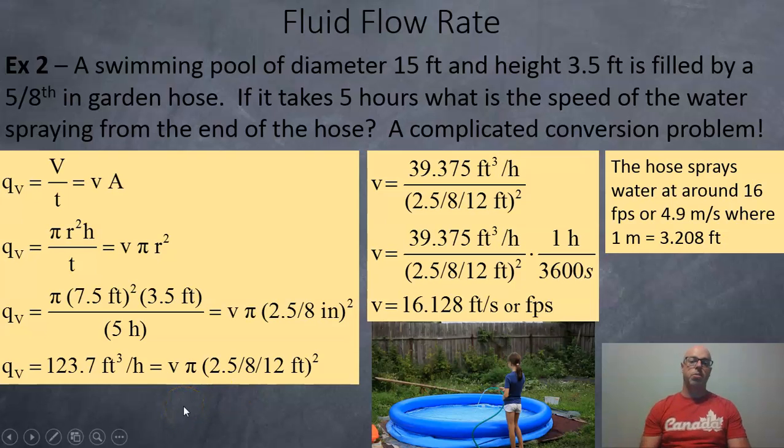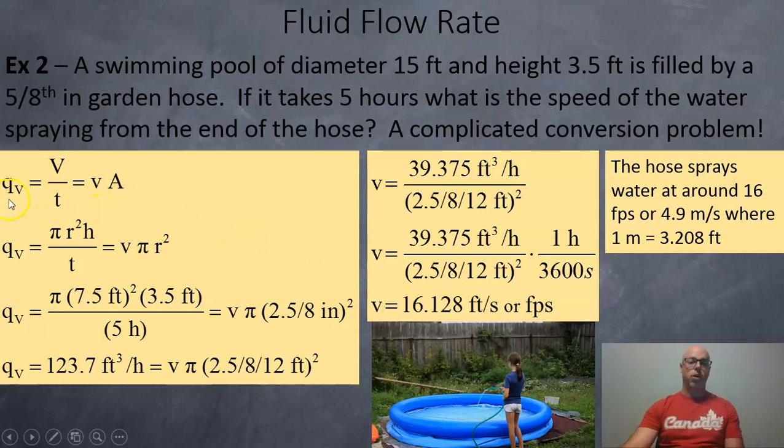Okay, another example. This one's a more difficult one. There's lots of conversions, which makes it tricky. So here we are filling a swimming pool, and the swimming pool is 15 feet across and 3.5 feet high when it's full, and we're filling it with a 5/8 inch garden hose, and it takes 5 hours to fill it. How fast is the water spraying out of the hose?